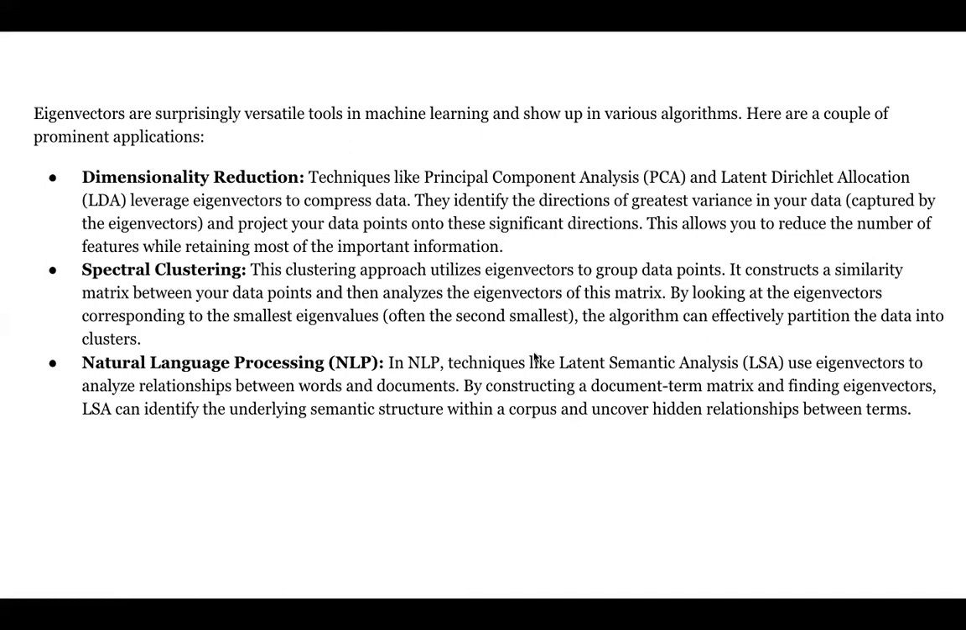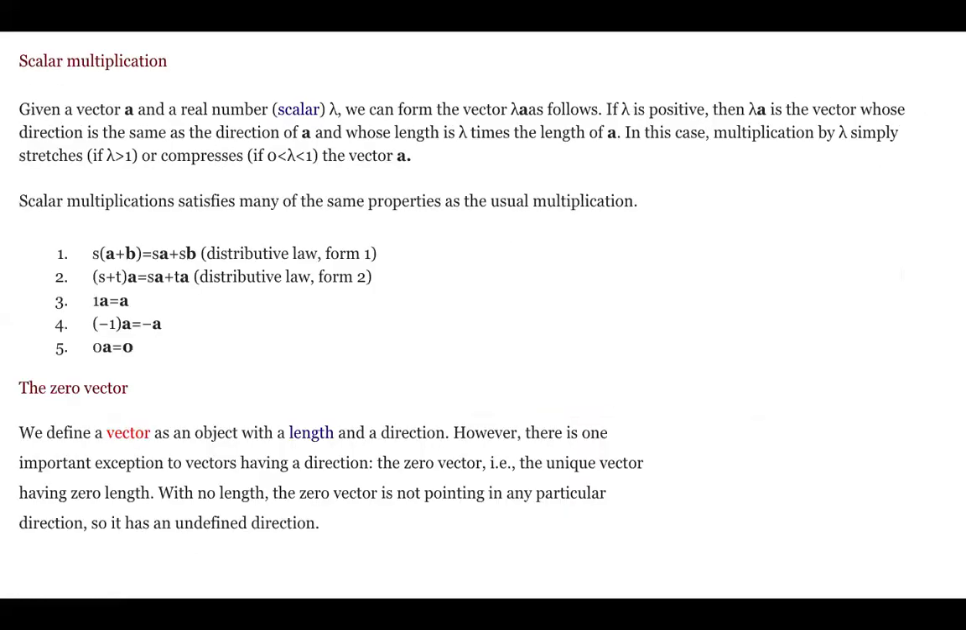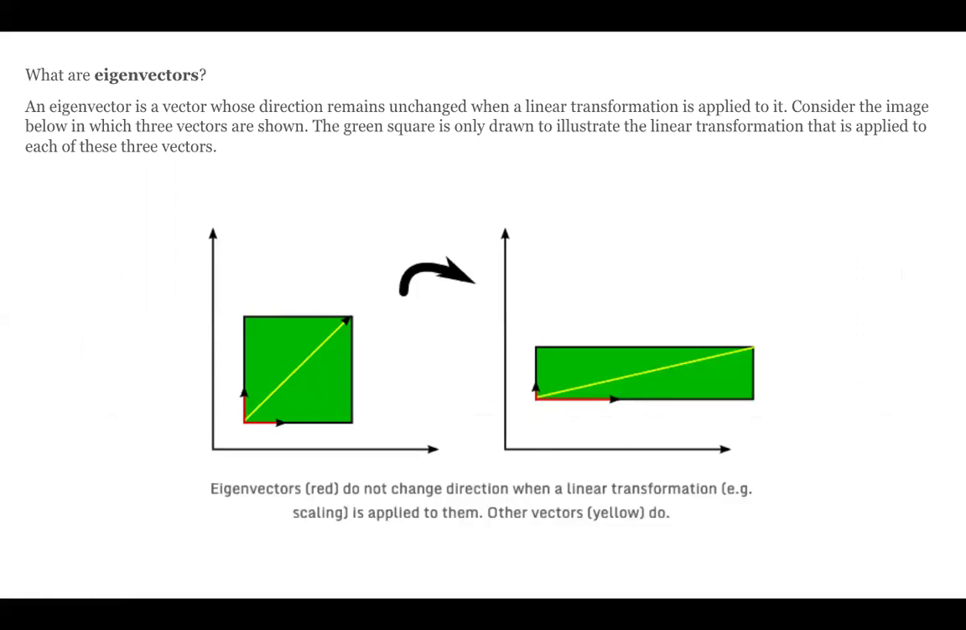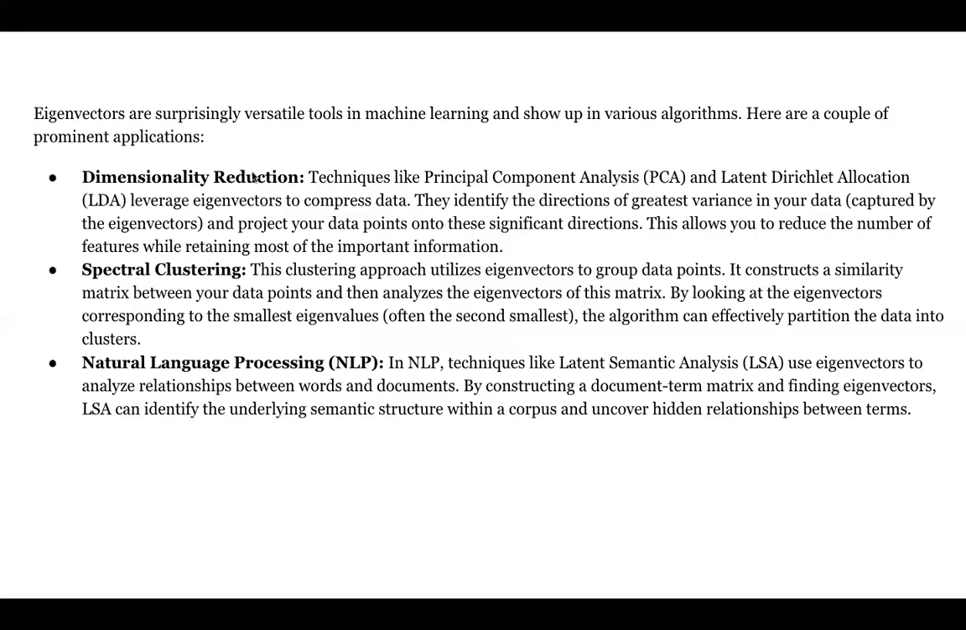So this is all about eigenvectors that we did. Again, just a brief recap. Vectors are a mathematical concept, something like velocity, which has both magnitude and direction. Different operations can be done on vectors: addition, subtraction, multiplication. We also talked about the zero vector, which has neither magnitude nor direction. We talked about eigenvectors, which are vectors that, when you apply a linear transformation, do not change direction. Eigenvectors are so important because they are used in different fields of computer science, especially in machine learning.